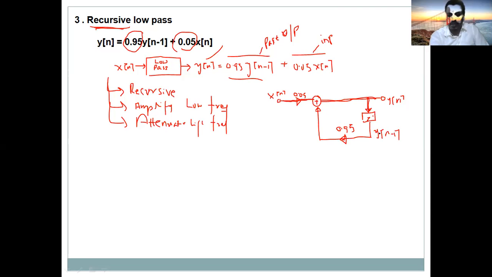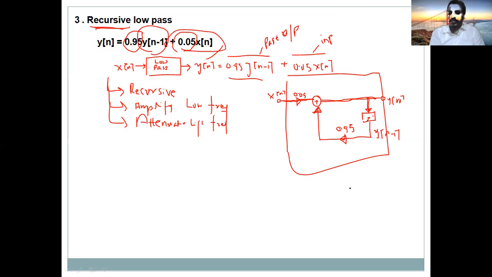Look here. The output y of n is equal to, this is a feedback now. We have feedback. It's first delayed by 1 because in the equation you see y of n minus 1. Then multiplied by this, go back here, the input x of n multiplied by 0.05. So it will give us the output. So this is our system.